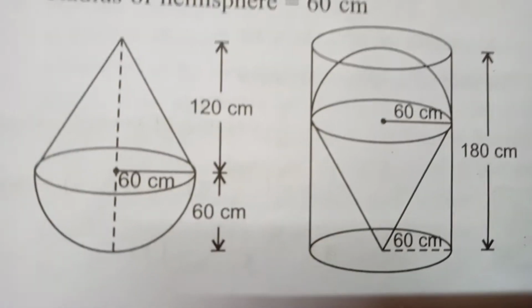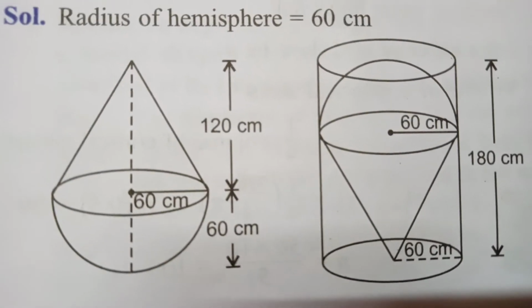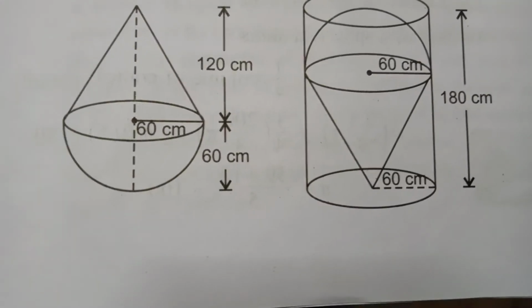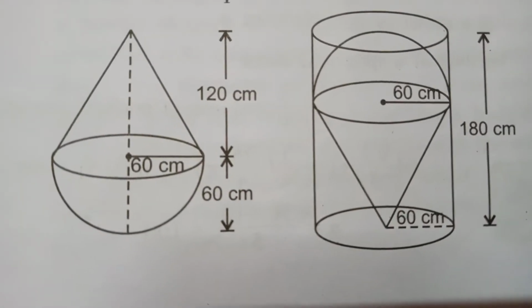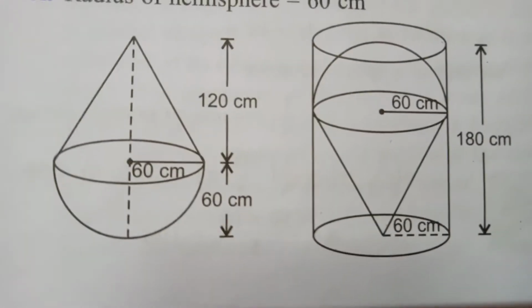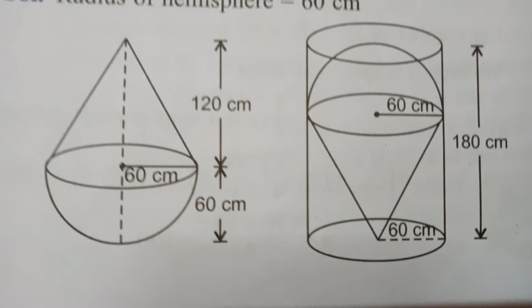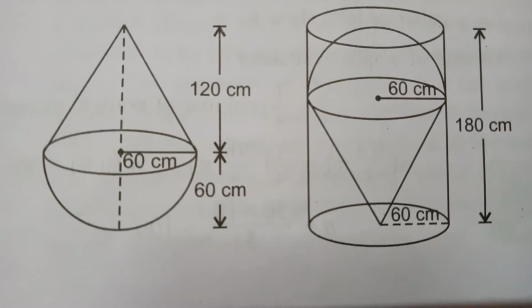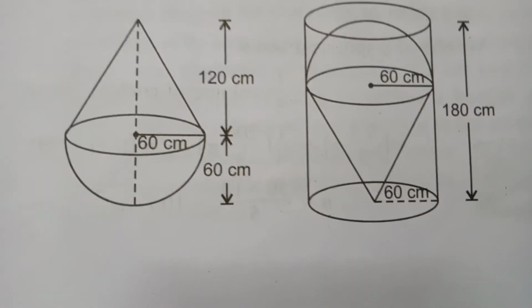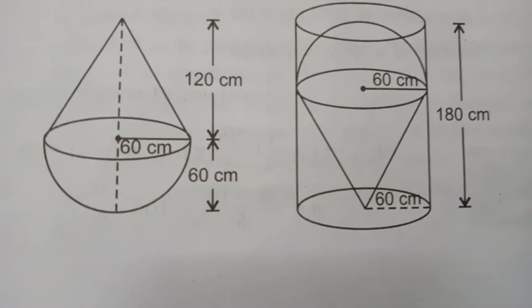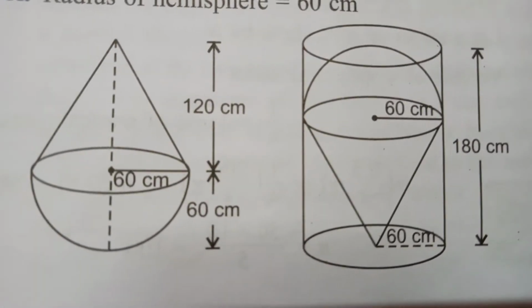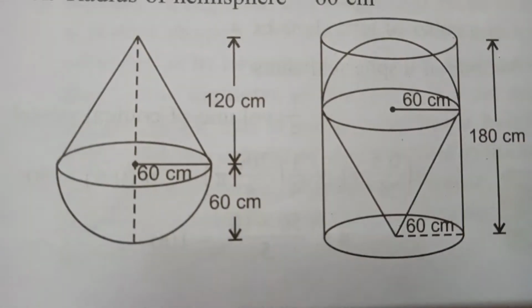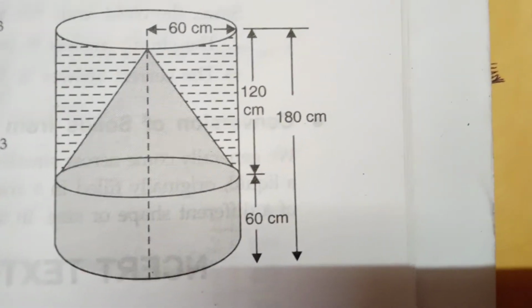You see here the diagram. This is a cone standing on a hemisphere, where the height of the cone is 120 centimeter and the radius of the cone and hemisphere both are 60 centimeter. That is upright. They kept it in the cylinder which is full of water. The height of the cylinder is 180 centimeter and the radius of the cylinder is 60 centimeter. Find the water left over in the cylinder after placing the upright cone. Here you are seeing the figure after keeping it upright.